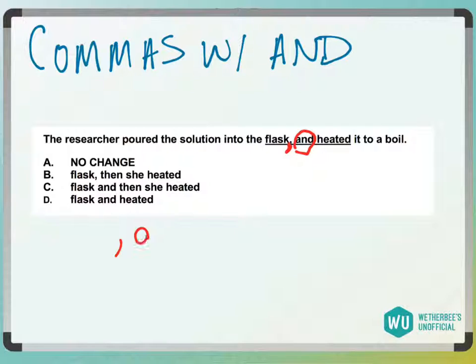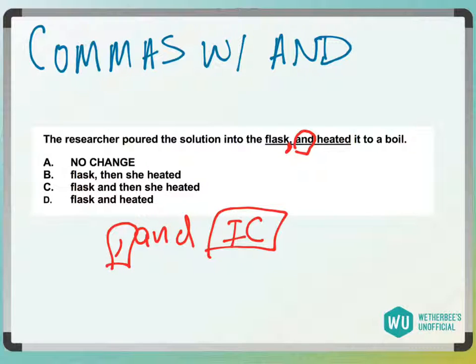So if we have the word and, we want to put a comma in front of it if what occurs after is an independent clause. So like a sentence. So an independent clause is a sentence. Subject, verb, predicate, right? That's when we want to put a comma in front of it, right?